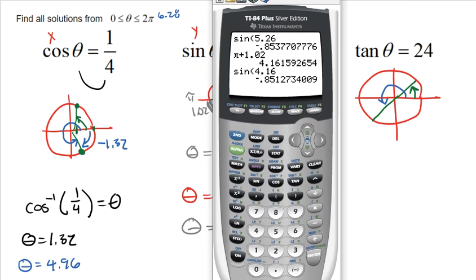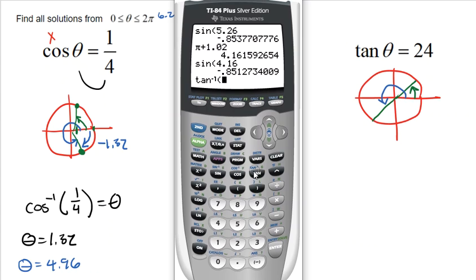All right, so now what I'm going to do is I'm going to go ahead and pull the old switcheroo using an inverse tangent. Make sure you're in radian mode. Inverse tangent of 24 gives me 1.53.